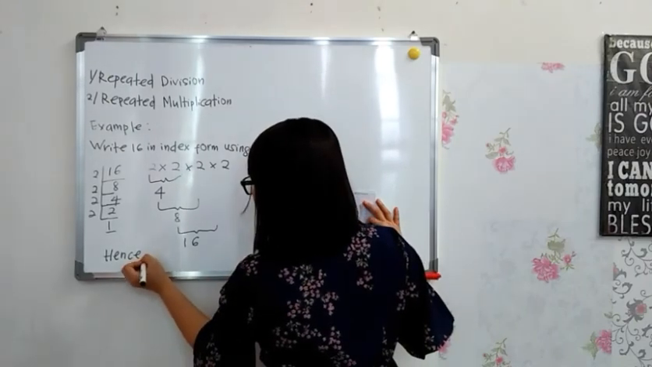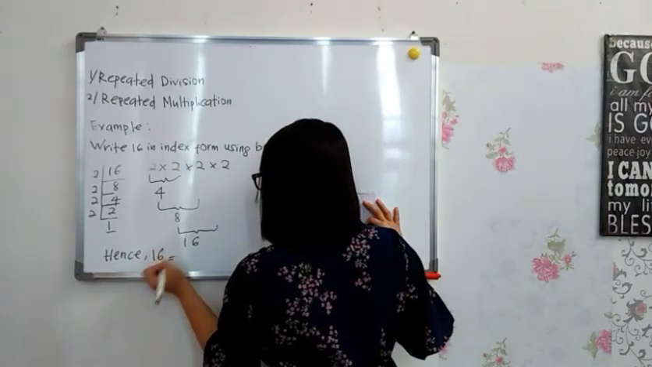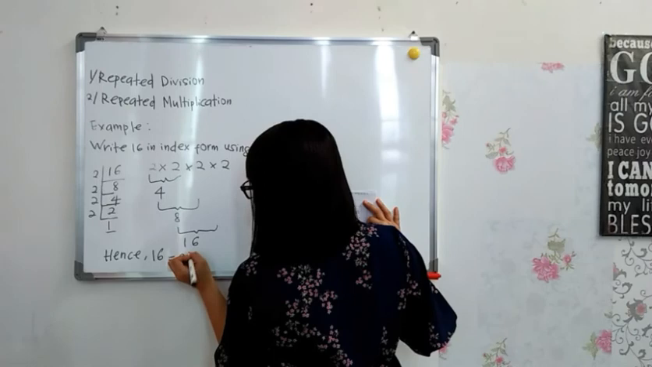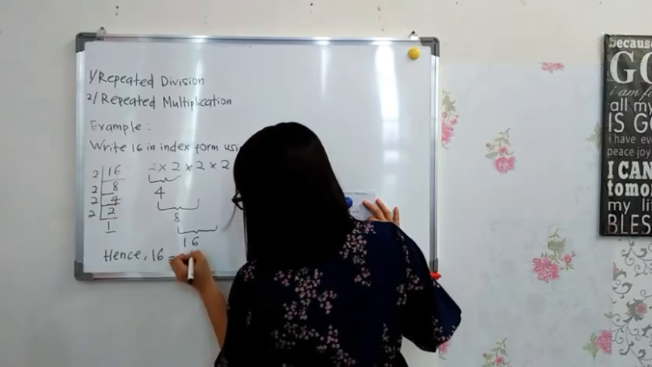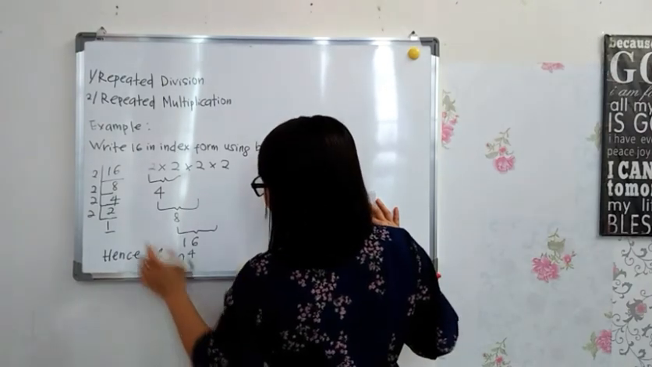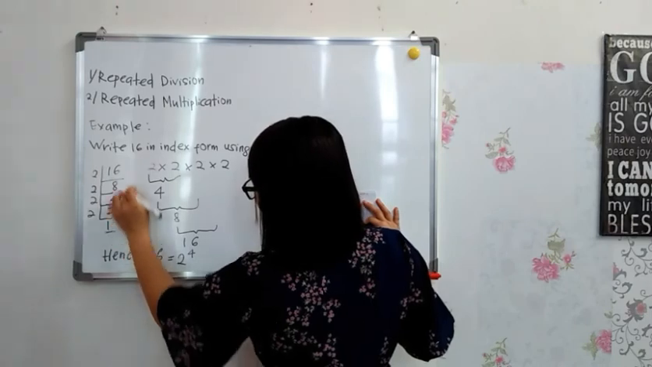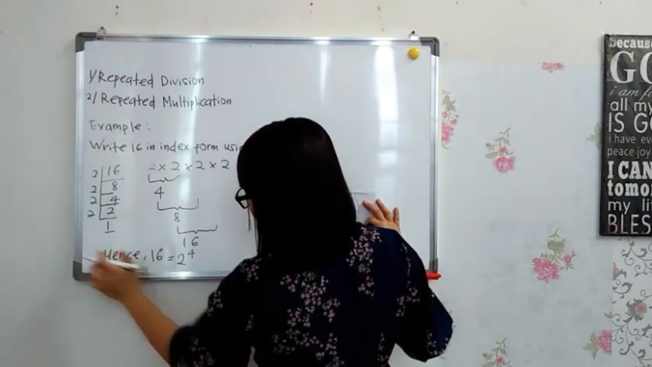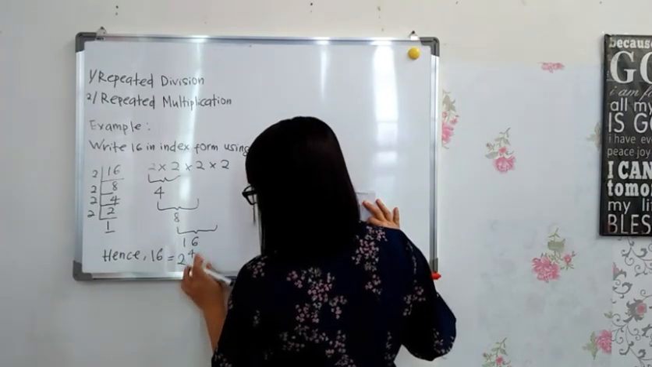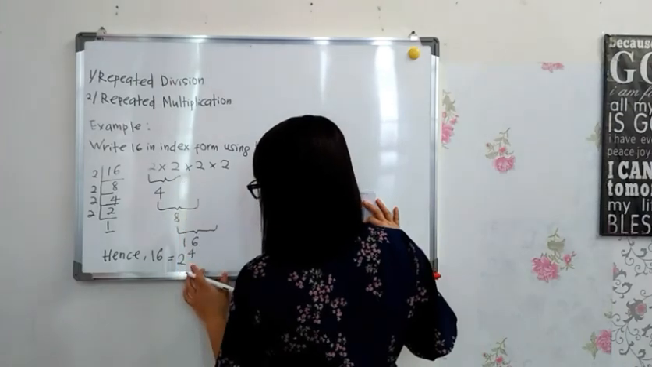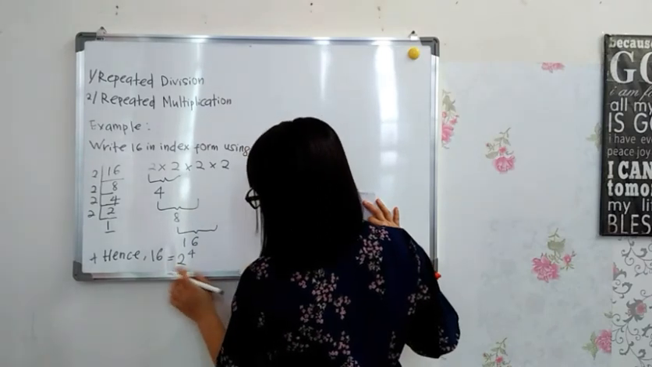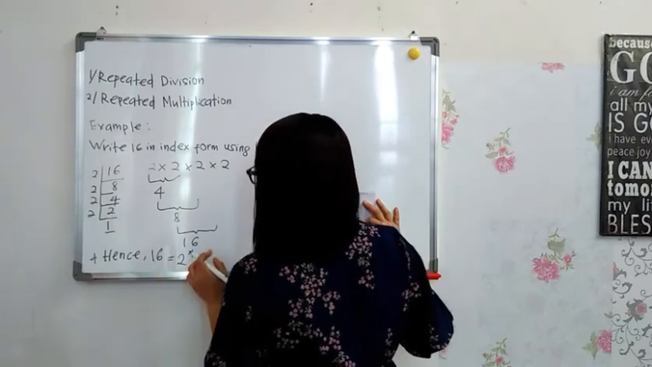Hence 16 equals 2 to the power of 1, 2, 3, 4. Okay, the index is 4. You must remember after you divide this number, you must write 16 equals 2 to the power of 4. And then for this one also, you must write 16 equals 2 to the power of 4. Okay?